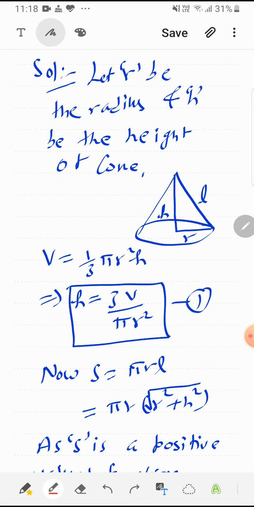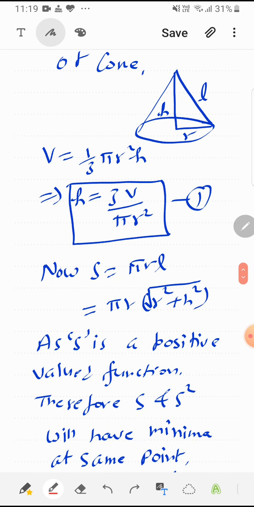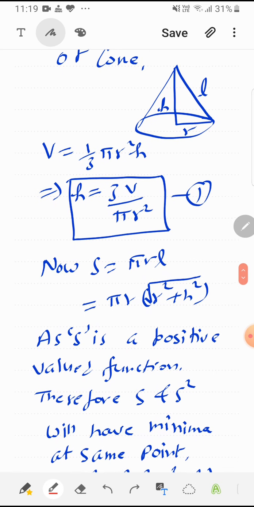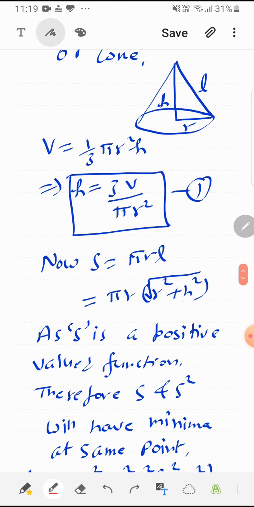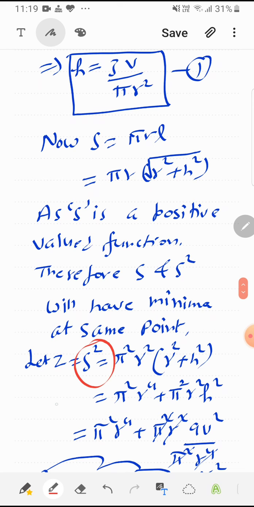Now students, here is the most important step of this question. That is why this question is a little bit different from the others. So as S is a positive valued function, the values of S are always positive, being surface area. So S and S square will have minima at same point. That means I can square this, and I need not differentiate this as 2S into dS upon dr, because for me it is not a square, for me it's a function.